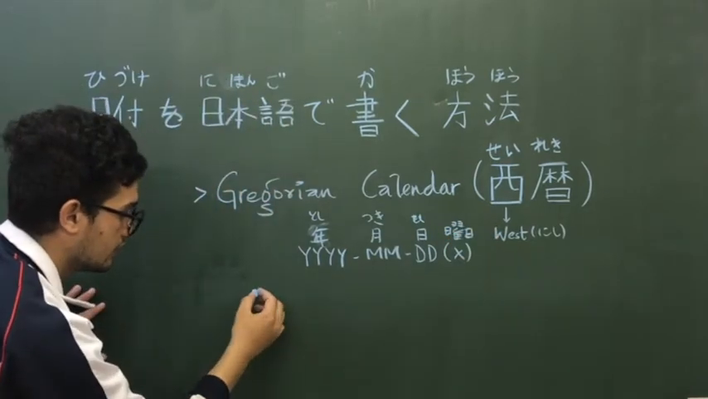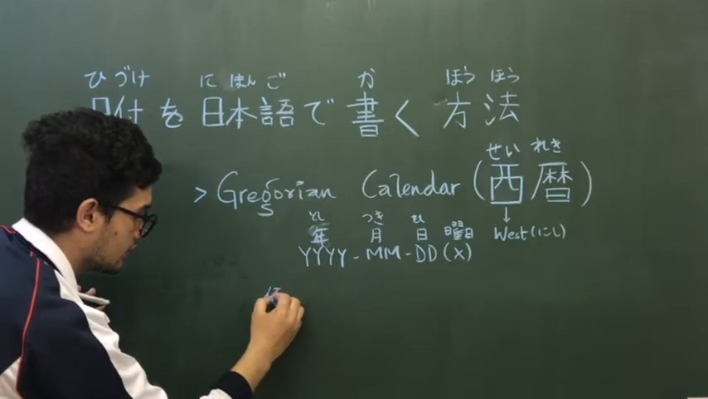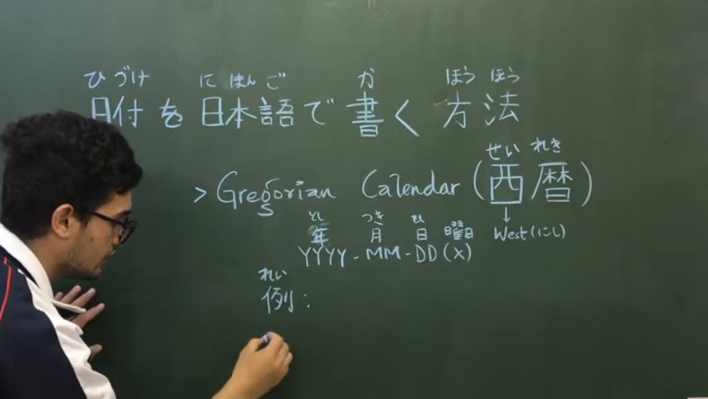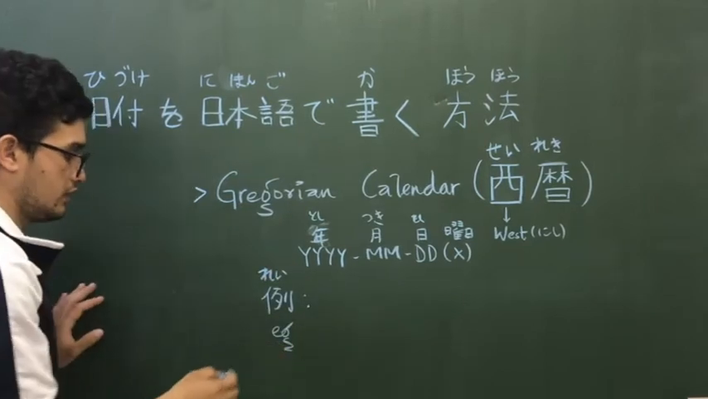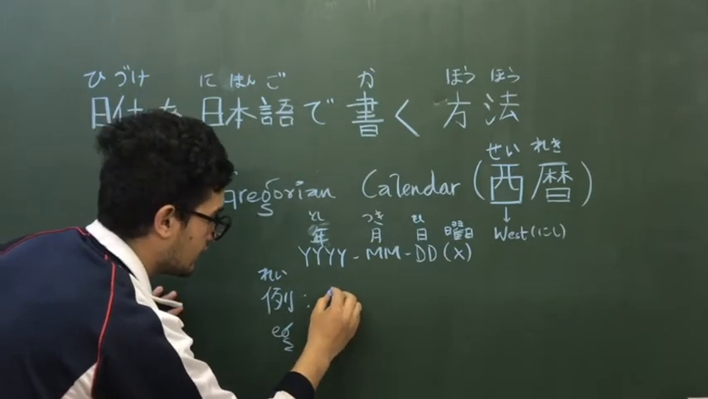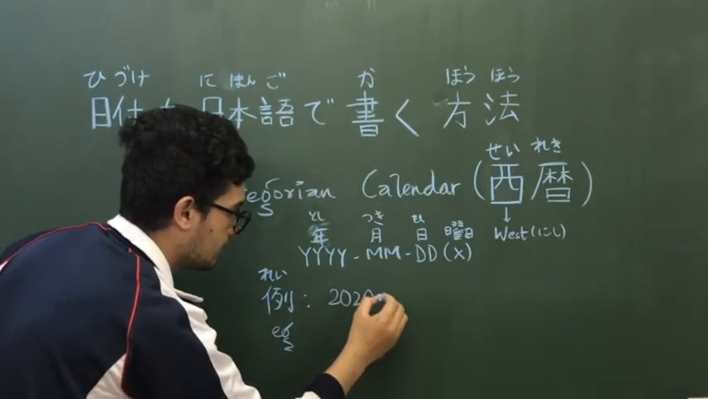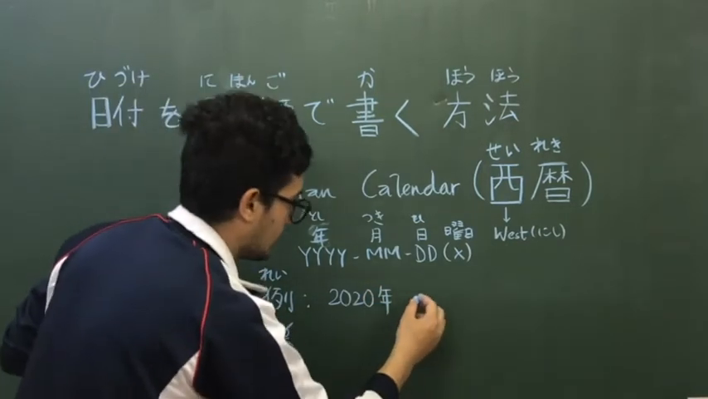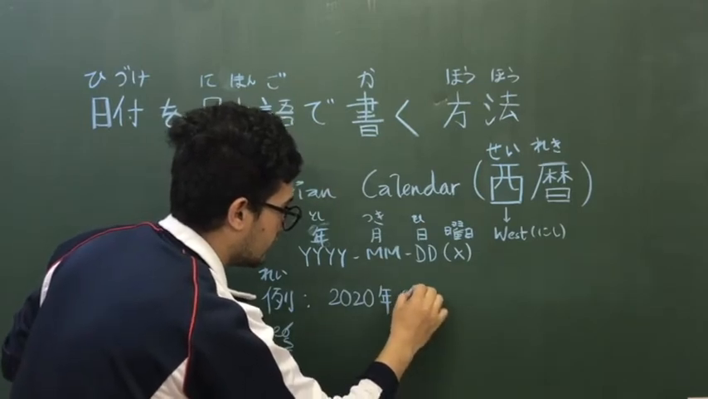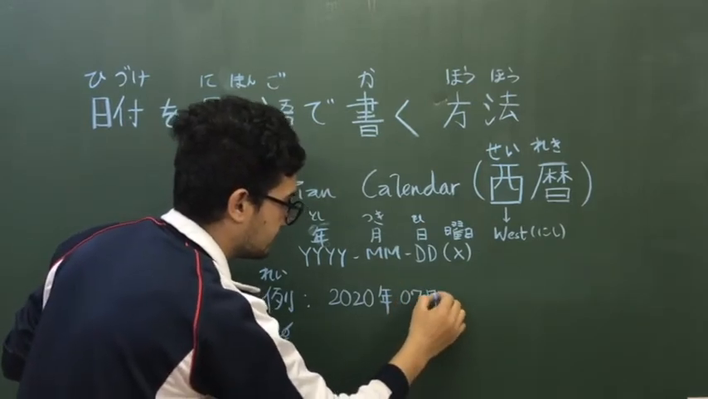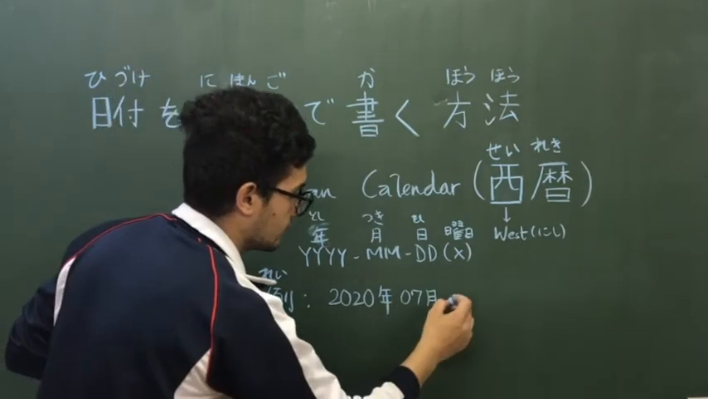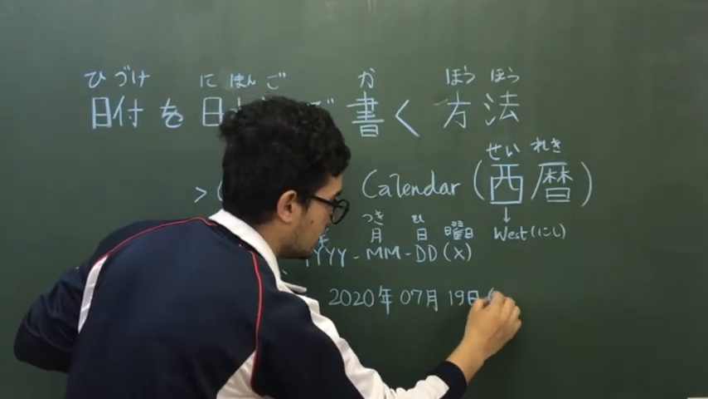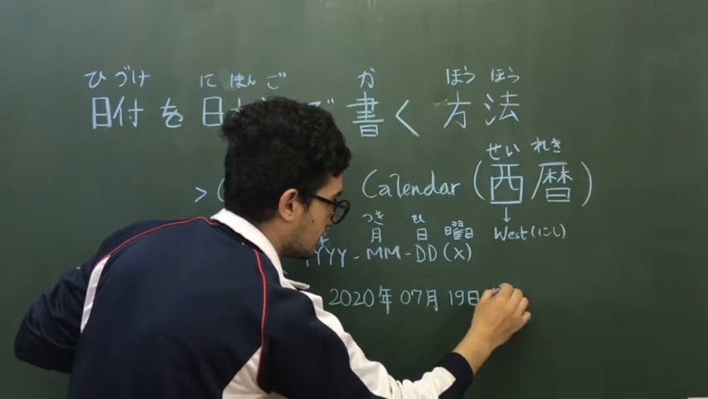Okay, for example, let me write here. Let us write this in kanji. It is Rei, which means example. Let me write today's date. Today is 2020. After we write the 2020 year, then we write the month. So today is 7月の今日は19日。This is 19日, and the yobi is 日曜日.